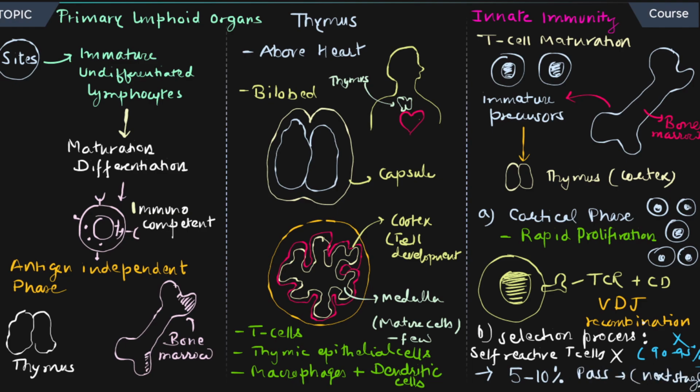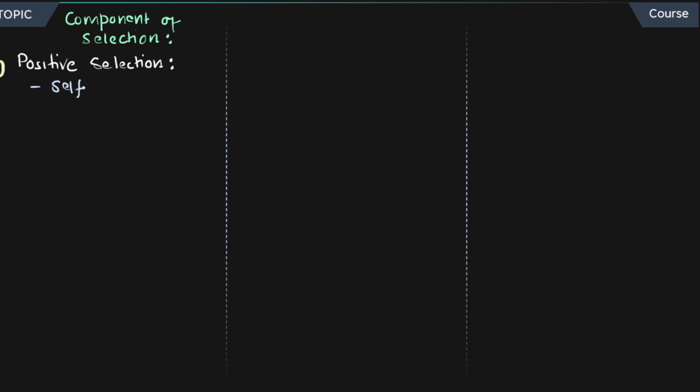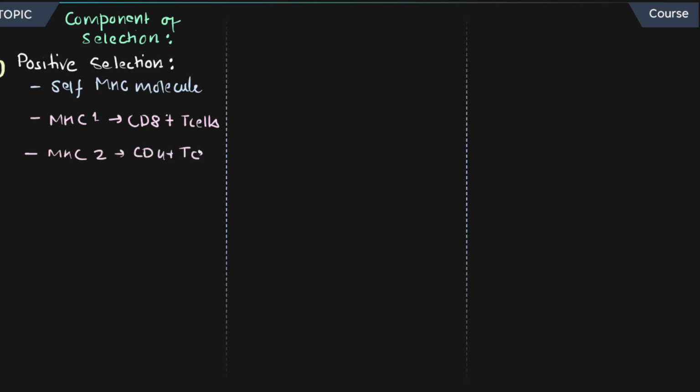Now let's talk a little bit more about positive and negative selection. So you have different types of selection. The first one that we'll talk about, let me write down the topic, which is components of the selection. First one, A right over here, is positive selection. Positive selection means the cells that interact with the self-MHC molecule are going to get selected, those which can recognize self-MHC molecule. For example, MHC1 cells are going to differentiate into CD8 positive T cells. MHC2 cells are going to differentiate into CD4 positive T cells.